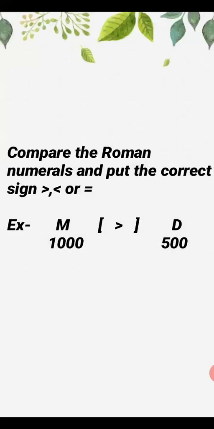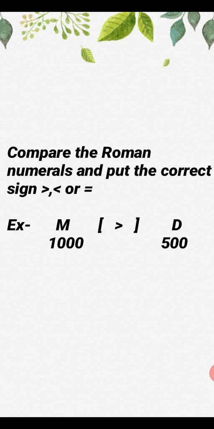What is the value of M? We have learned in an earlier video. The value of M is 1000. Now the second value is D. What is the value of D? That is 500. So which one is greater, 1000 or 500? 1000 is greater, so we'll use the sign, because the side which is open is greater, and the side which is closed is smaller. So 1000 is greater than 500.